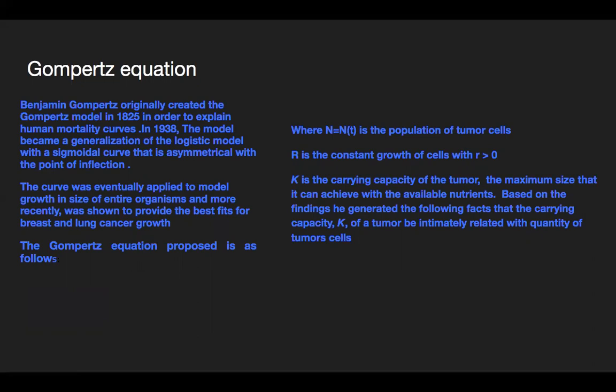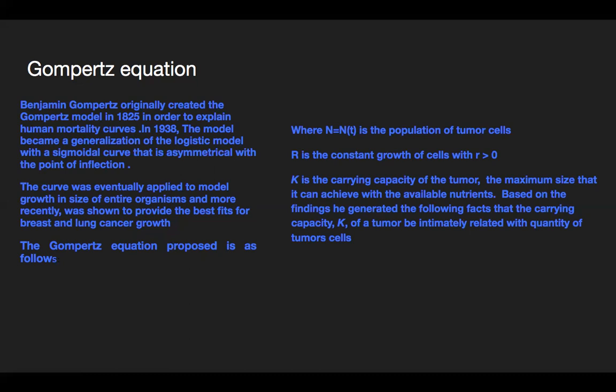Now, according to a research paper titled Interpolating and Gompertz Function Approach in Tumor Growth Analysis, written in 2018, Ogunrinde RB and Ayinde SO state that Benjamin Gompertz originally created the Gompertz model in 1825 in order to explain human mortality curves. In 1939, the model became a generalization of the logistic model with a sigmoidal curve that is asymmetrical with the point of inflection. The curve was eventually applied to model growth and size in entire organisms and more recently was shown to provide the best fits for breast and lung cancer growth.